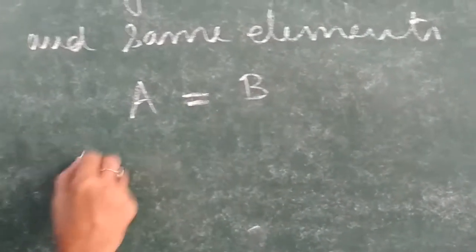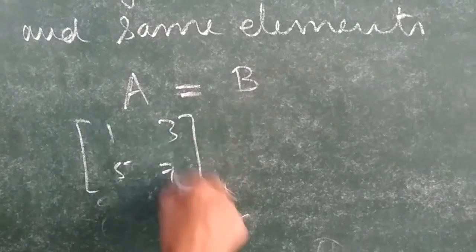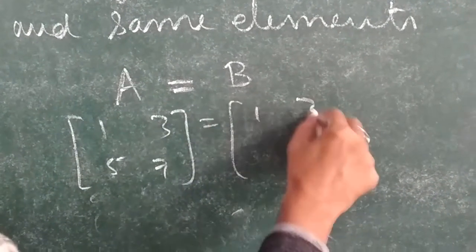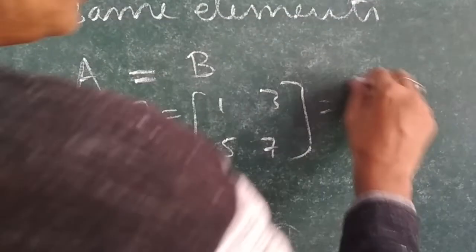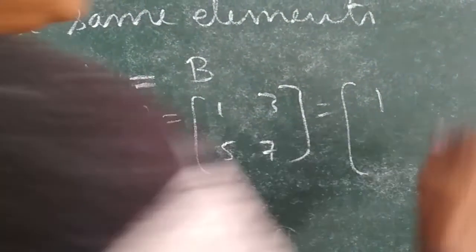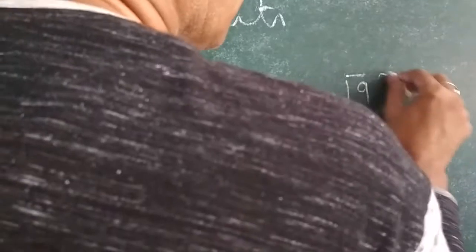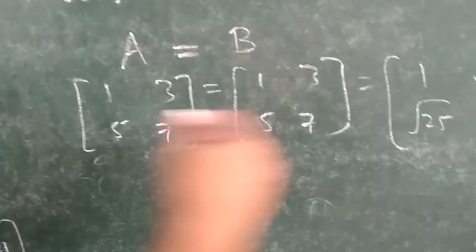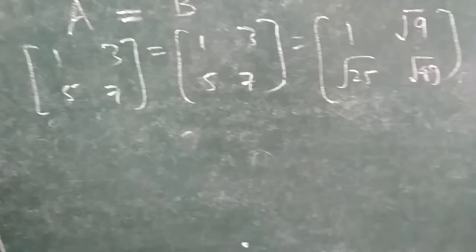For example, A is 1, 3, 5, 7 and B is also 1, 3, 5, 7. Or you could write 1, square root of 9, square root of 25, square root of 49. Then they are also equal. Clear? So this is the condition of equality. This is what the equality of matrices means.